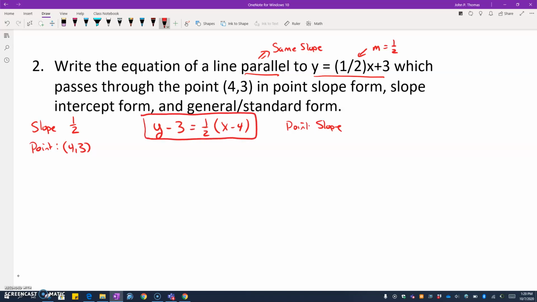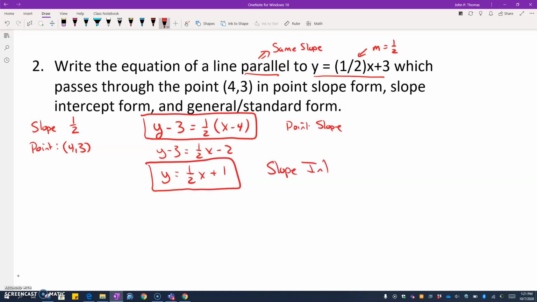All right, then we're going to take this and we're going to solve for y to get slope-intercept. So y minus 3 equals 1/2 x minus 2. We'll add the 3 over. y equals 1/2 x plus 1. All right, this is our slope-intercept form.